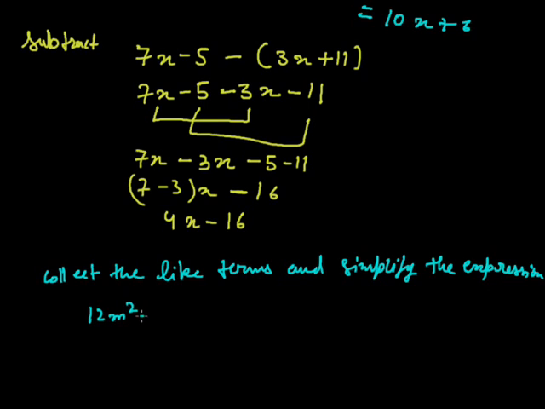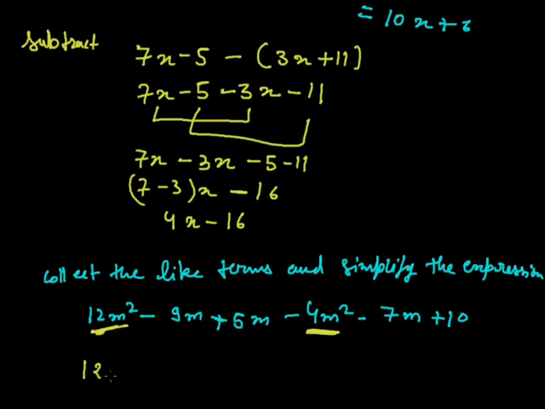12m square minus 9m plus 5m minus 4m square minus 7m plus 10. Now first we will find out the like terms. The first term is 12m square. We will find any term having the algebraic part as m square. We can see that minus 4m square has the same algebraic part as 12m square, so these two are the like terms. So we can write these two together.